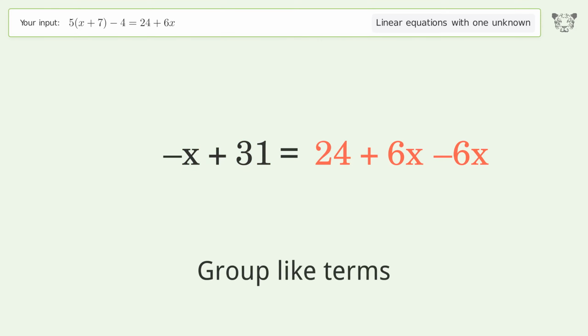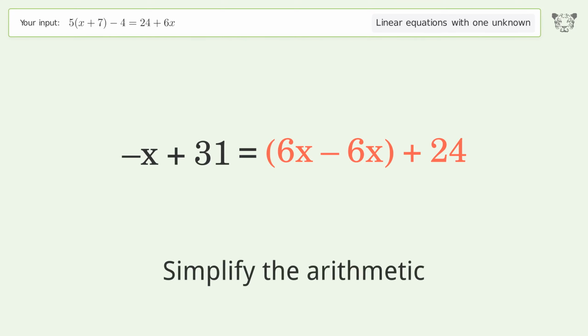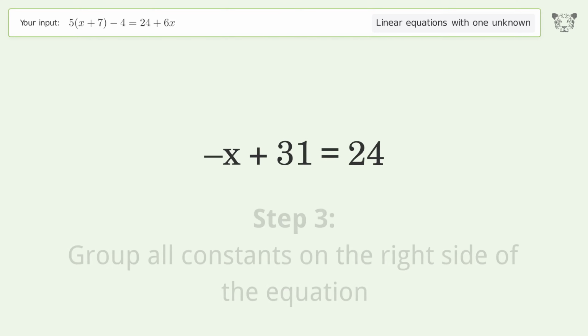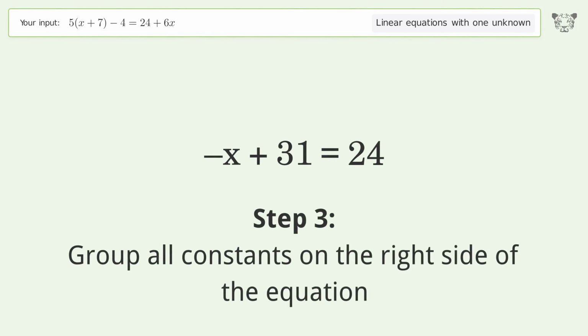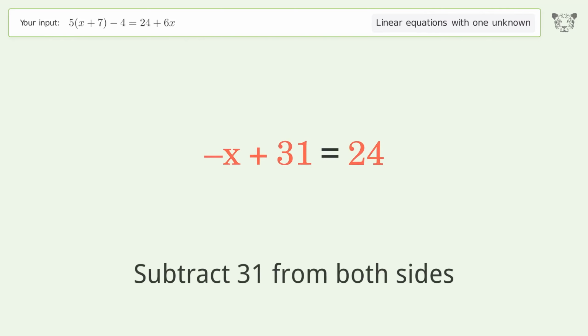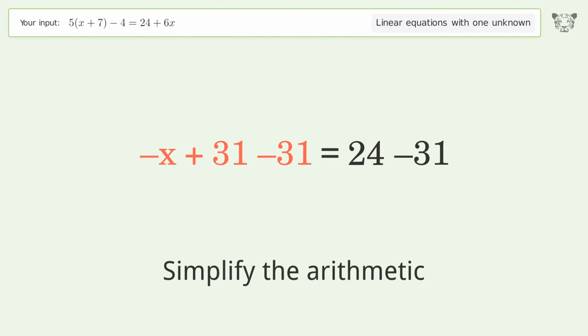Group like terms. Simplify the arithmetic. Group all constants on the right side of the equation. Subtract 31 from both sides. Simplify the arithmetic.